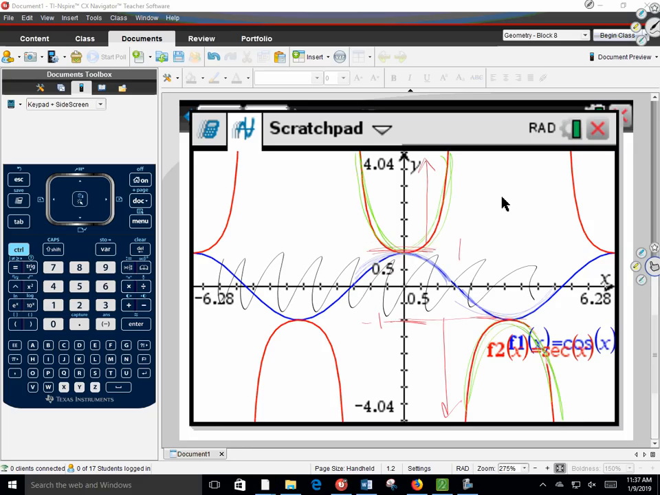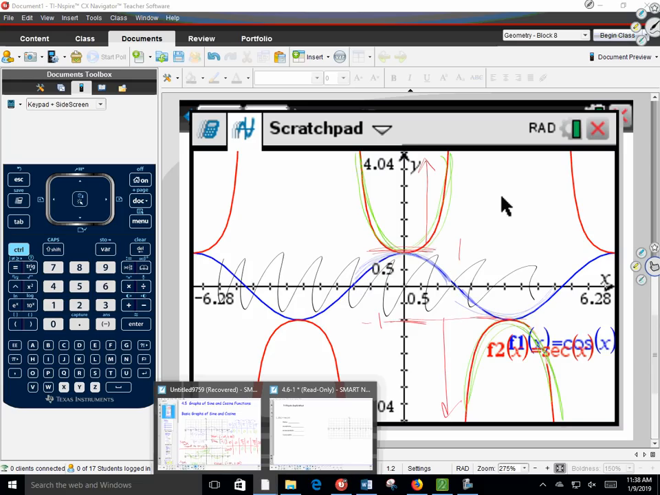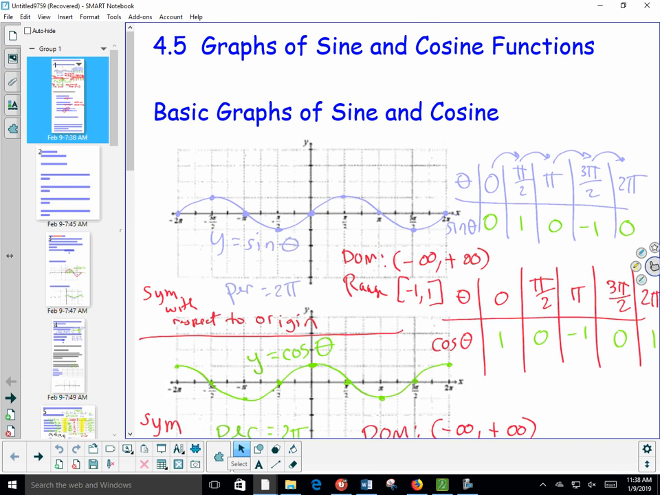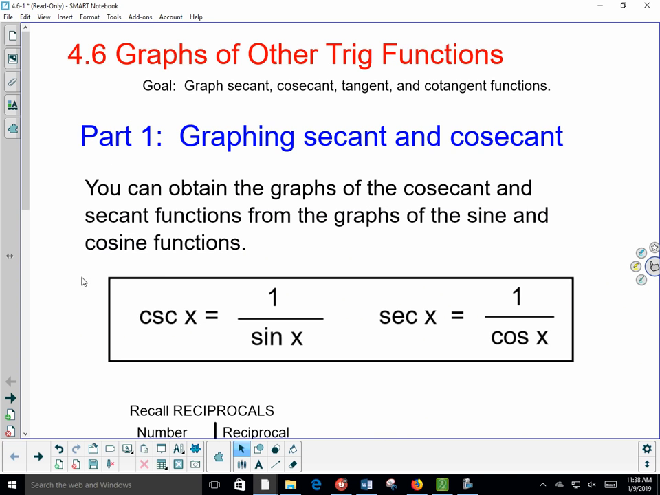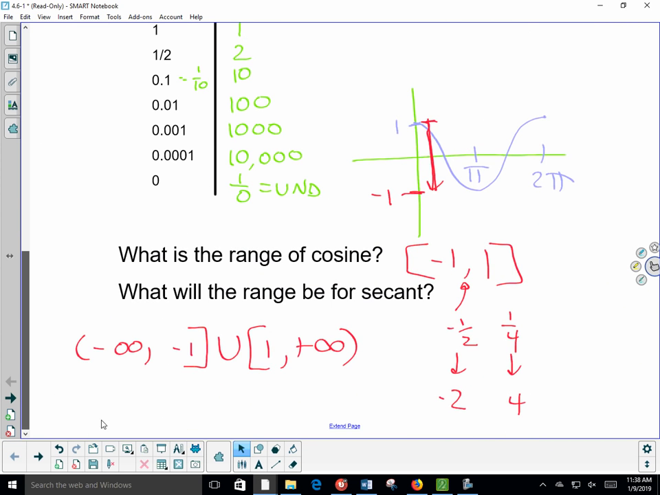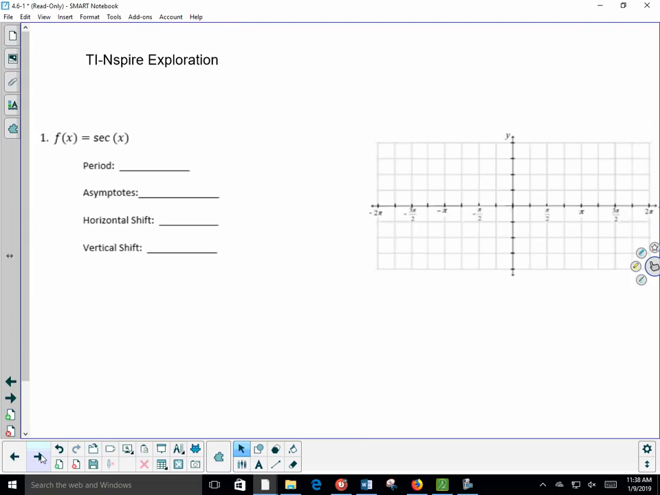So that's why we're going to say that our range for secant is going to be negative infinity to negative 1, union with 1 to positive infinity.